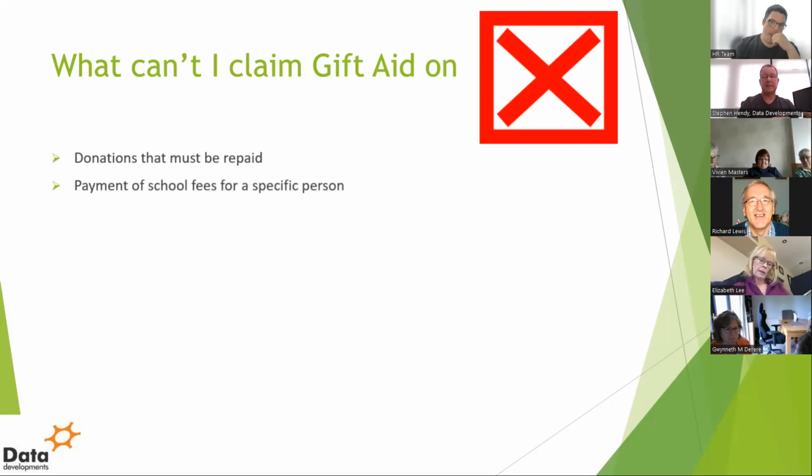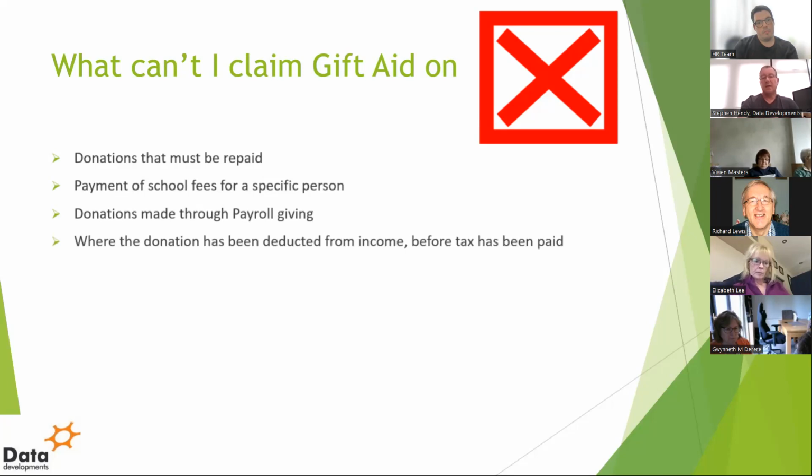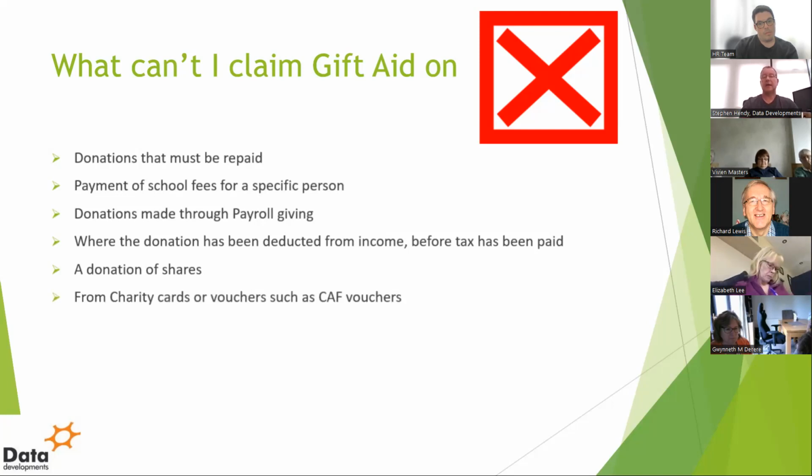Payment of school fees for a specific person. A donation to a school, potentially, but if it's payment of school fees for a specific person, you can't claim gift aid on that. Donations made through payroll, simply because those donations are made before tax is deducted. So a bit like donation from a limited company, you can't claim gift aid on those because no tax has been paid on it. Similarly, just to really cover that off, where the donation has been deducted from income before tax has been paid. So payroll is the most obvious, but if there are any other situations, they can't be claimed either. A donation of shares can be, and anything from charity cards or vouchers, such as CAF vouchers, because it's claimed in the account for CAF. So again, those are all given gross. You can't claim back on those.